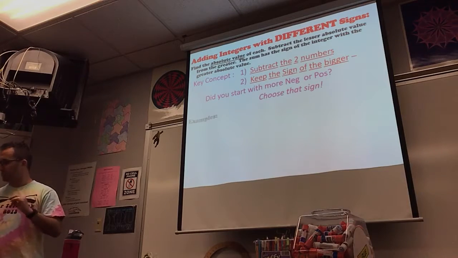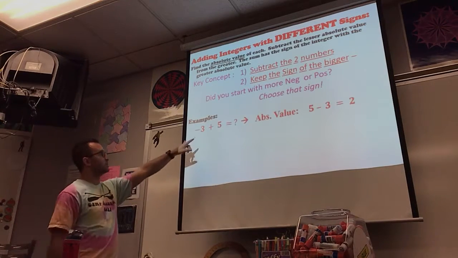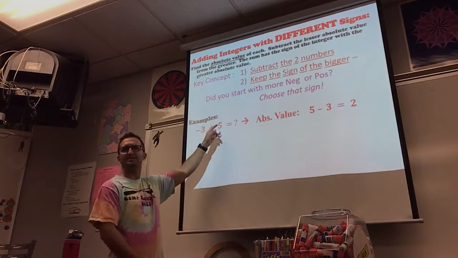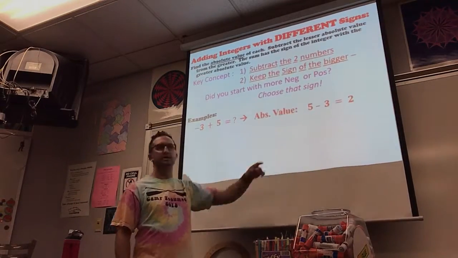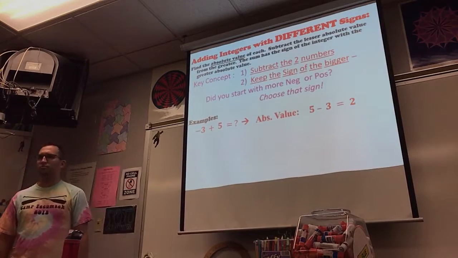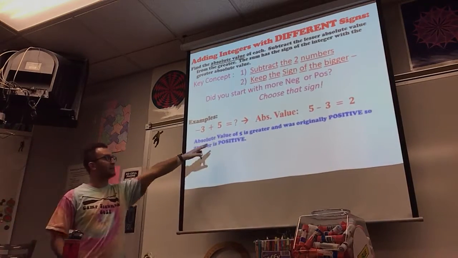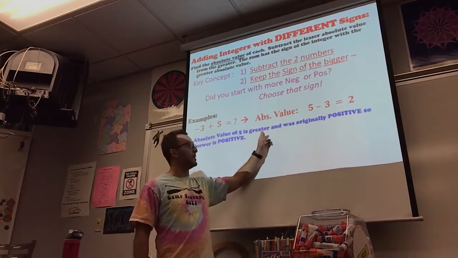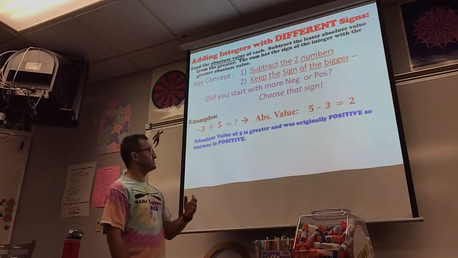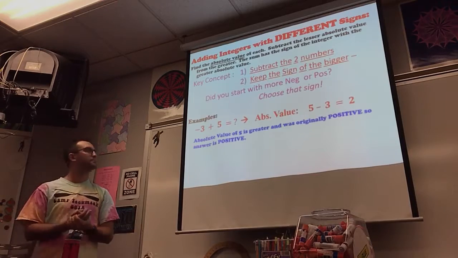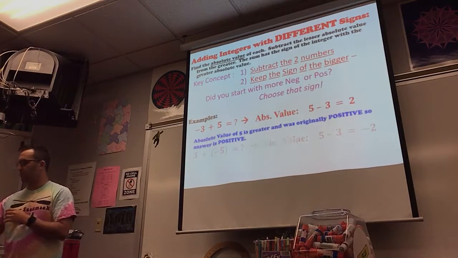So you don't have to write these examples down, just look. If you have negative 3 plus 5, which one has the larger absolute value? So we subtract 5 minus 3. You get 2. Why is it 2? Well, because 5 has a greater absolute value, and 5 was positive, so our answer is positive. Okay? Let's look at the other version of that.